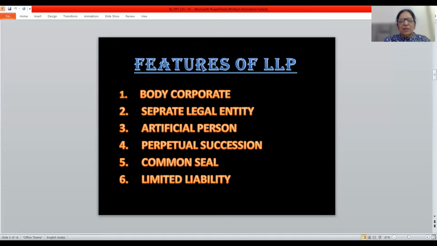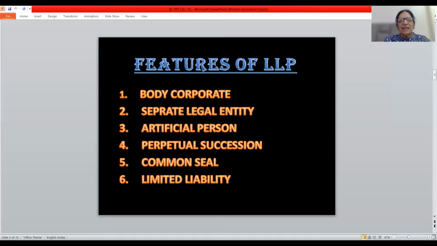Perpetual succession. LLP has its own perpetual succession as it is a separate legal entity. So the death, insanity, insolvency of the partner will have no impact on the life of the LLP. LLP flows like a river. The water keeps on changing, but the river remains the same. That is, the partners keep on changing, but the LLP remains the same unless and until it is dissolved.